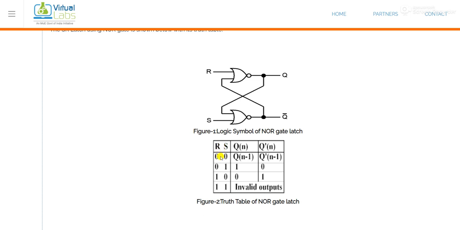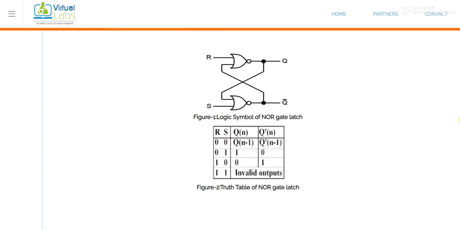Okay, so this is the truth table of the NOR gate latch. Just see. So initially we are considering that Q is 1, so definitely Q bar will be 0. So Q equal to 1 and Q bar is 0. So this input is 0 and this input is 1. Okay. So conditions for two inputs, that are R and S. So possible combinations are 00, 01, 10, 11.